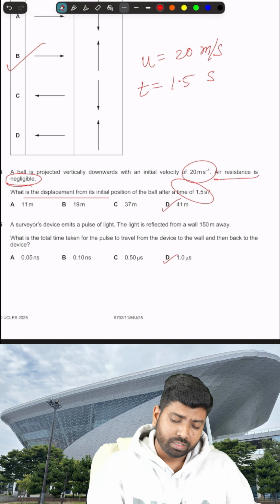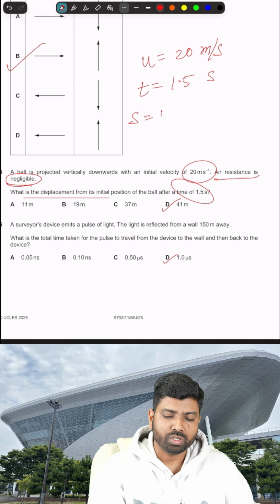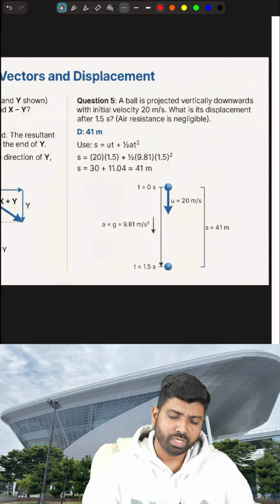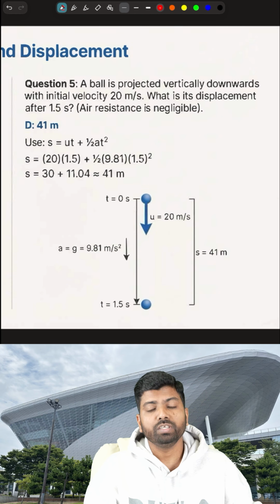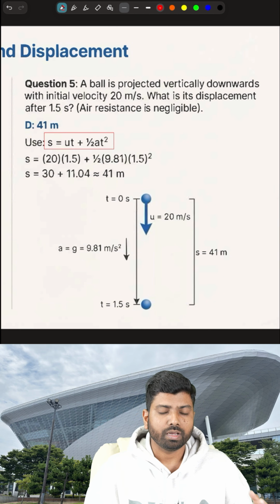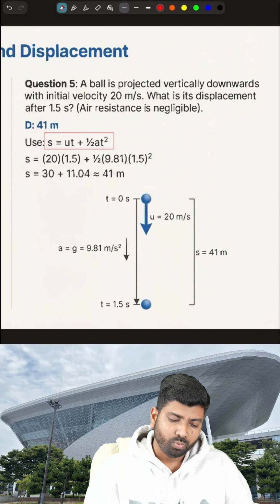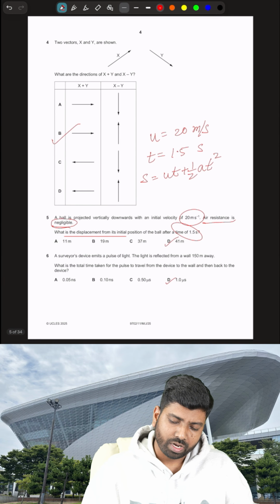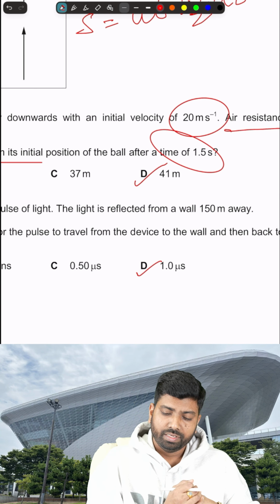Then we are asked for displacement s, which is equal to, you know, that equation of motion, s is equal to ut plus half at square. We can apply this expression. Now let us see my solution here, right? If we substitute the values in this expression, s is equal to ut plus half at square, then we can find the value, nearly approximately 41 meter, which is matching our answer D, right? It is clear to all.